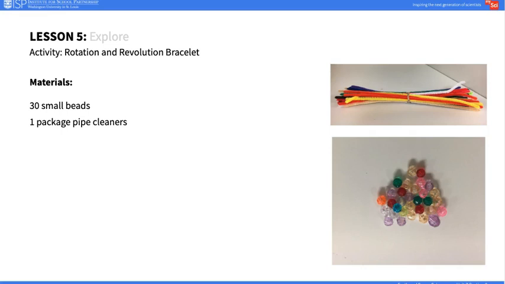Demonstrate how to thread the bead on a pipe cleaner and twist off the ends to make a bracelet. Have students put on the bracelet saying that their wrist is like the sun. Then have them rotate the bead around the pipe cleaner saying that this is a day. One rotation of the bead on the pipe cleaner is a day. Then have them move the whole bracelet around their wrist saying that this is called a revolution. The Earth revolves around the sun like the bracelet revolves around your wrist.